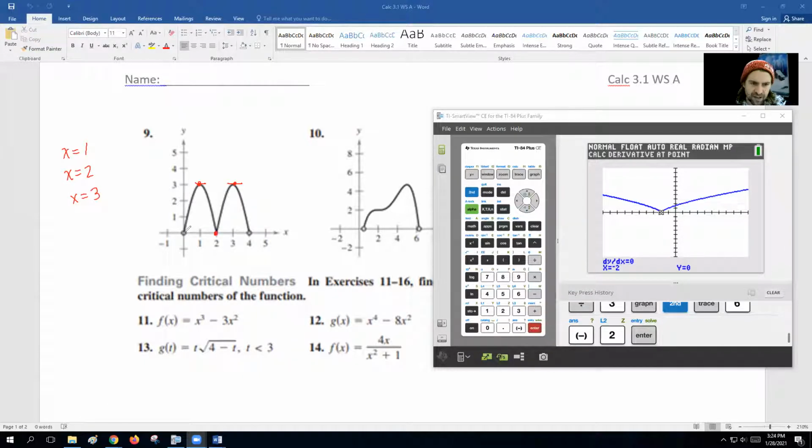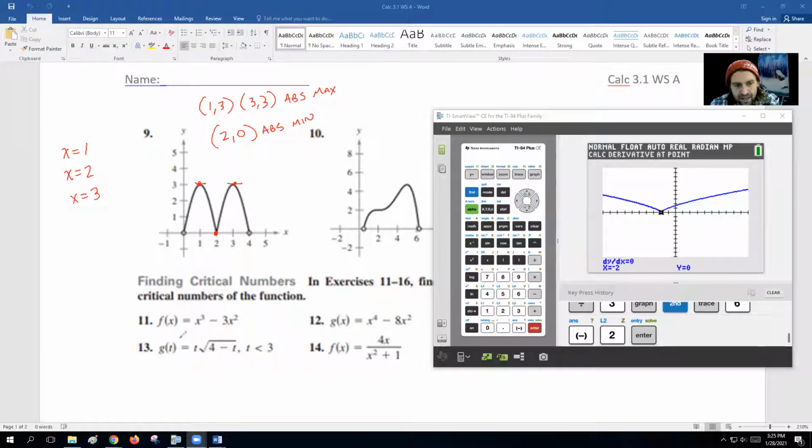Now, we don't have them at 0 and 4 because those are open dots and those are not actual points. And we could say at (1, 3) and also at (3, 3), those are absolute maxes because those are the highest points on the graph. It doesn't get any higher. And then we can say at (2, 0) is an absolute min because that's the lowest point on the graph, and even though we have open dots there, that's the only point on the entire graph that equals 0.